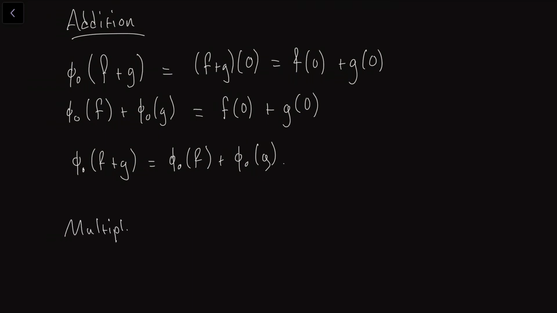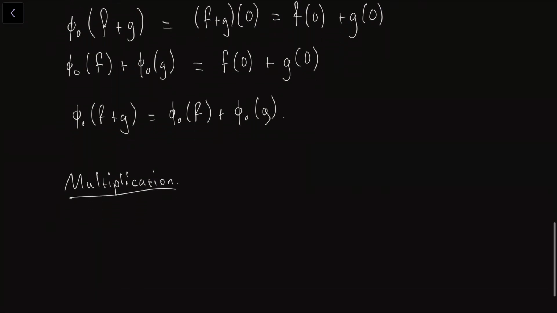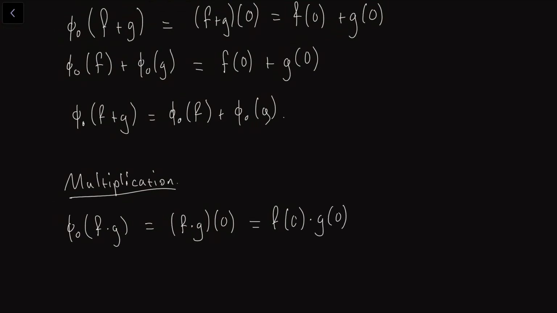So we also want to show that it preserves multiplication. And so we're going to take a look at phi 0 of f times g. So this is going to be the result of evaluating the function f times g at 0. But f times g defines a function that just sends an input to f of that input times g of that input. So this is f of 0 times g of 0.